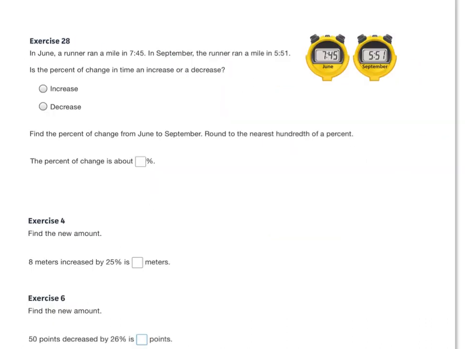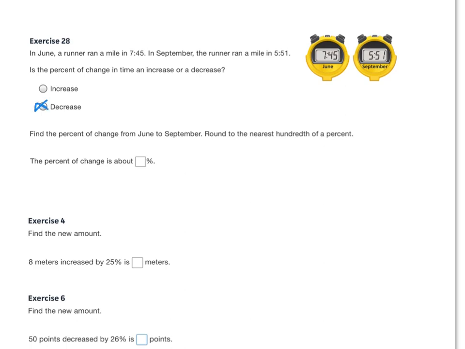Okay, let's look at a few more homework problems. We're actually doing quite a few homework problems together in this lesson. Number 28 is a percent change one. This is not a percent error. It says in June, a runner ran a mile of 7:45. In September, they lowered it to 5:51. Is the percent of change in time an increase or a decrease? And obviously it's a decrease, right? We're lowering our time, so that would be a decrease.